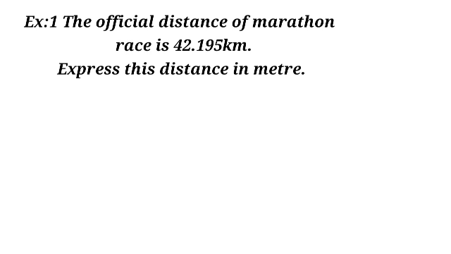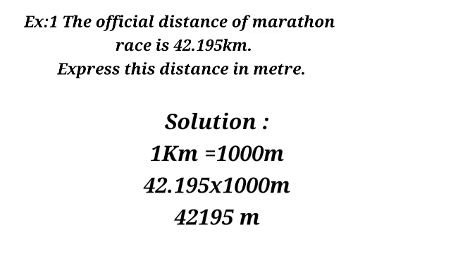Yes. So now example 1: the official distance of the marathon race is 42.195 kilometer. Express the distance in meter. So what is given? The official distance is 42.195 kilometer. That is higher unit to smaller unit we are converting. So multiply by 1000 because 1 kilometer equals 1000 meter. So 42.195 into 1000. So 3 places we have to move afterwards.